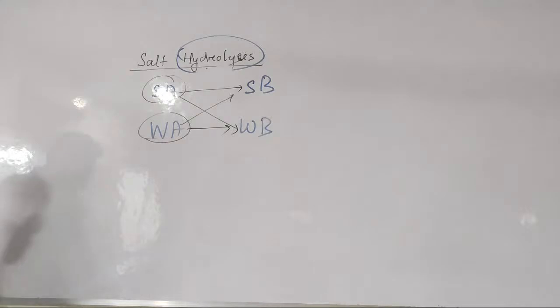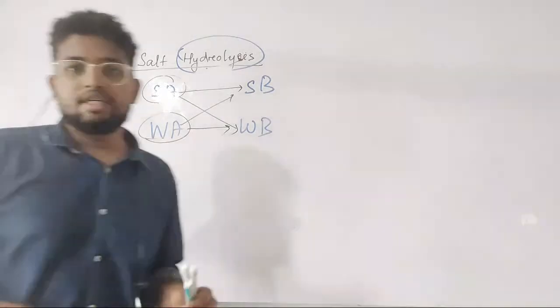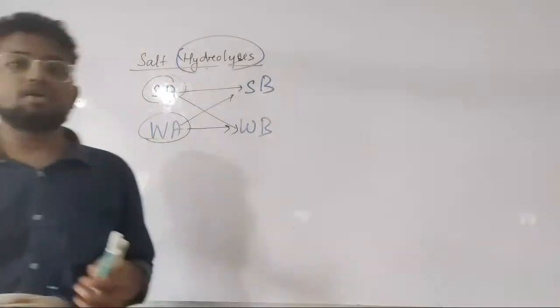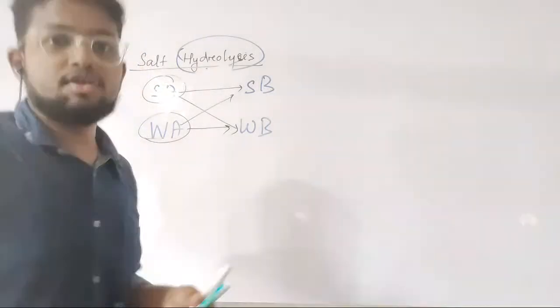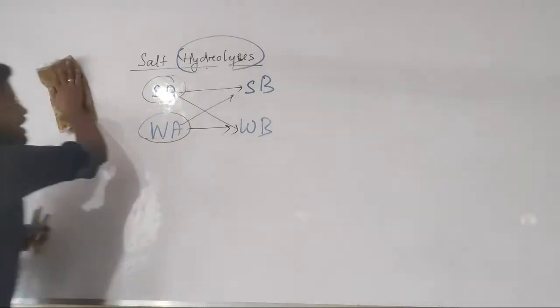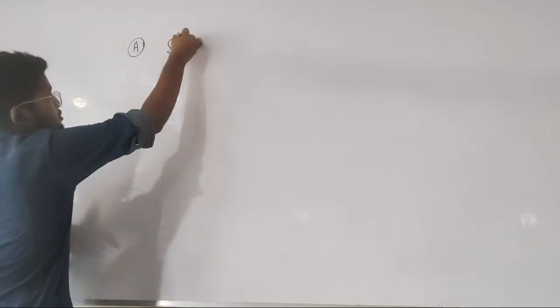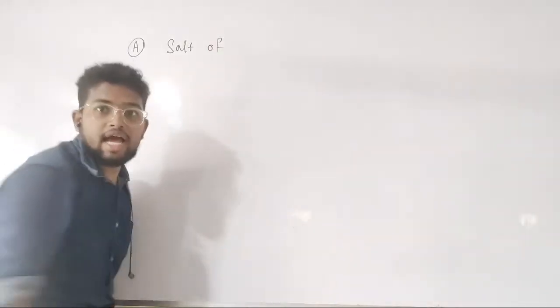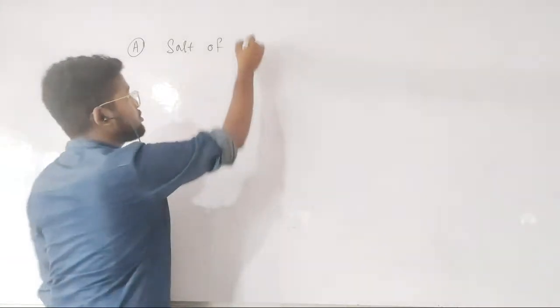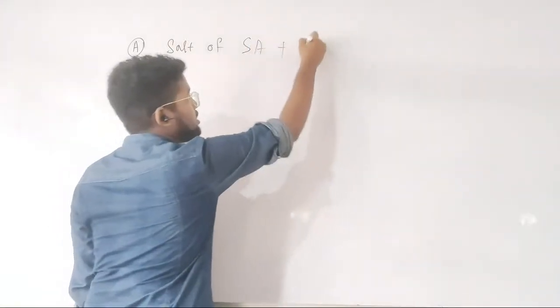So let's see what will happen when we make a salt. The first combination is a salt of a strong acid plus a weak base.